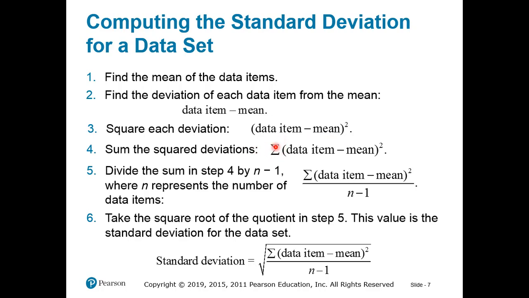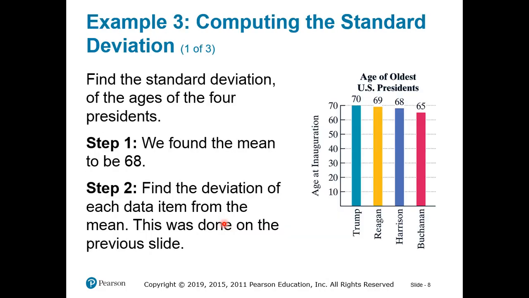And then once we sum all of those squared deviations up, we're going to divide by the sample size minus 1. And then finally, once we do that, we take the square root of it. And that gives us the standard deviation. So there's a lot of steps in here, but if you use the table, you will always get the correct answer. Okay. So let's use this one.